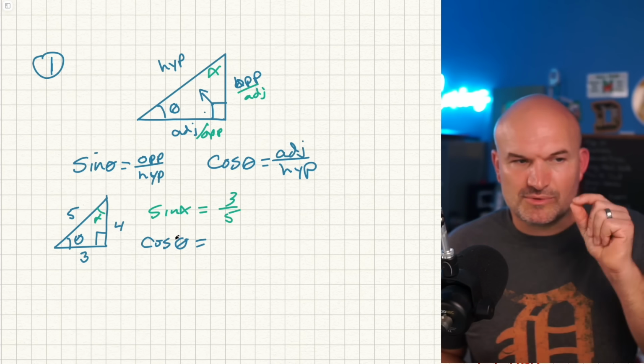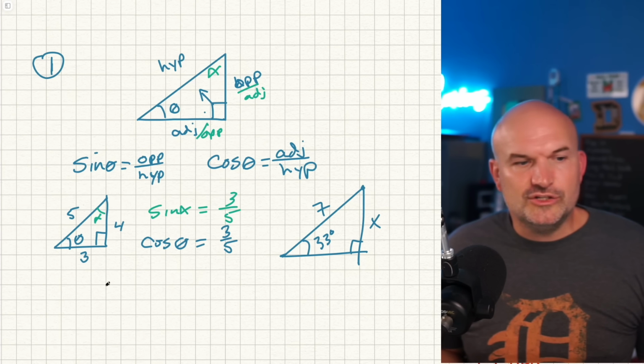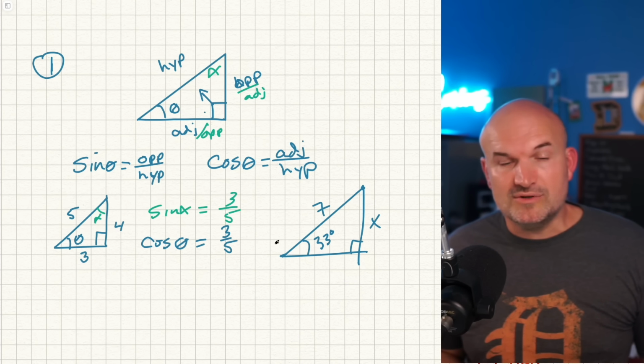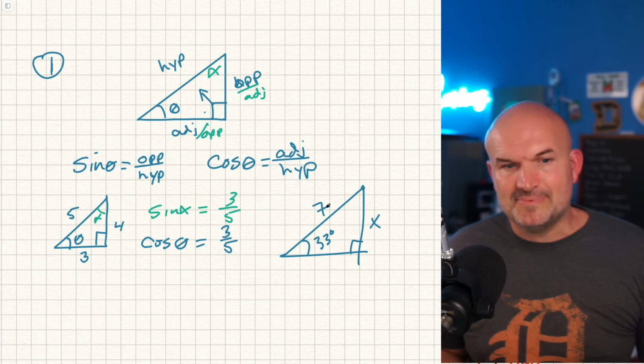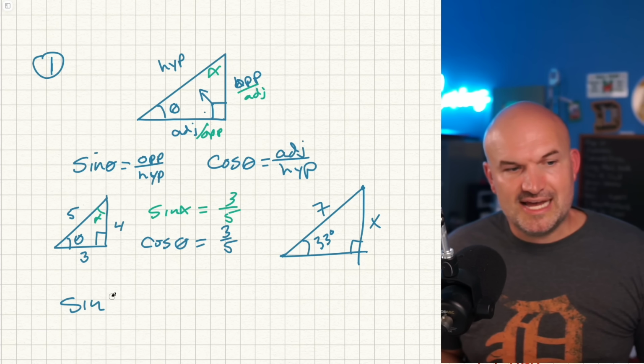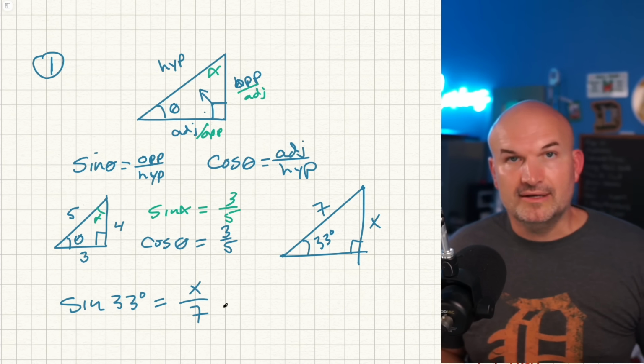Now, when we're dealing with right triangles, the best part is we can solve for missing angles or missing sides. So if I had this angle at 33 degrees, and I said this side was 7 and this side is x, we can use sine and cosine to help us solve. All I simply do is recognize that per this angle, I have the opposite and the hypotenuse. So I can say the sine of 33 degrees equals x over 7. Then I can multiply by 7, use my calculator, and solve for x.